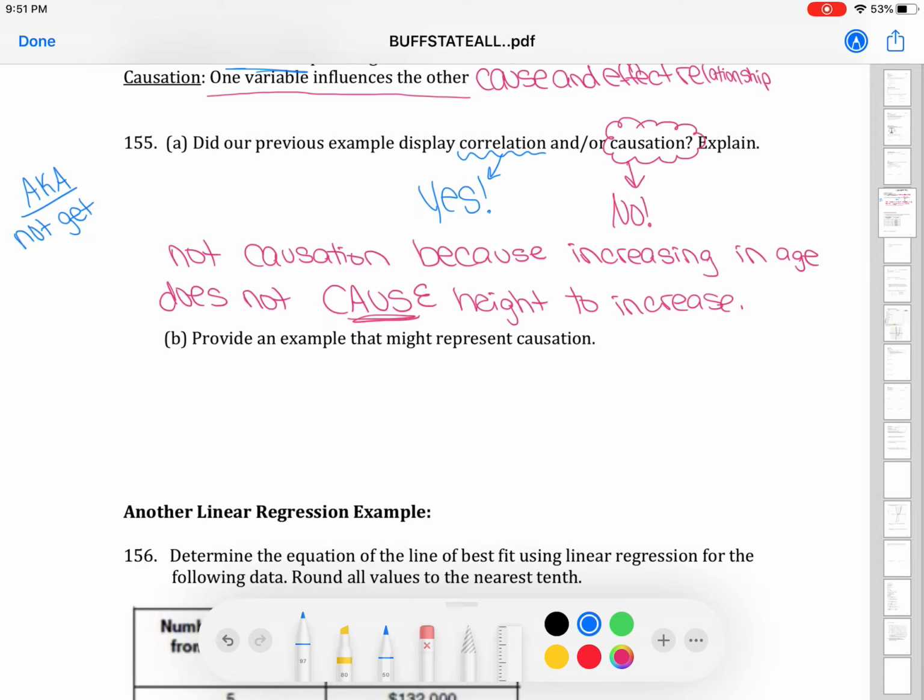In other words, sometimes this helps with the explanation. You are not getting taller because you are getting older. Again, it just so happens to have that relationship. You're not getting taller because you're getting older. It's just happening.